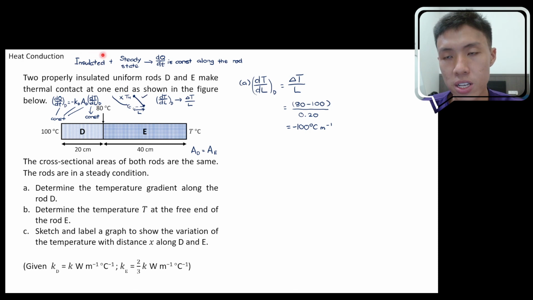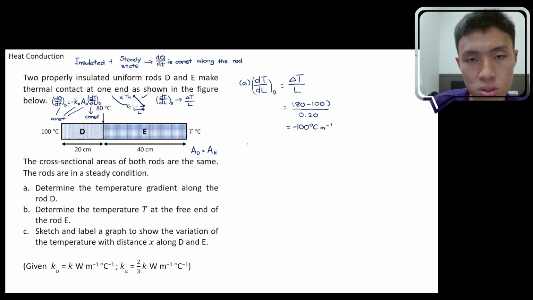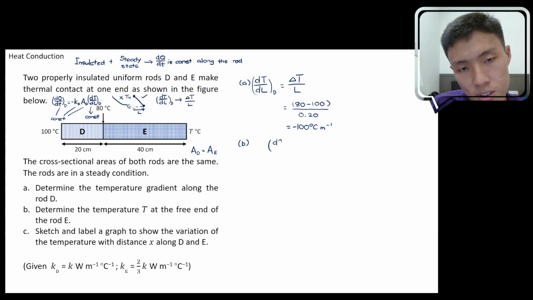But how do you relate it with rod D over here? For the insulated case and steady state, because the two rods are insulated and in steady state, the dQ/dt should be constant along the whole rod. No matter whether you are at rod D or rod E, they should all share the same dQ/dt. So we can say that the rate of heat transfer dQ/dt for rod D is equal to the dQ/dt, the rate of heat transfer, for rod E.